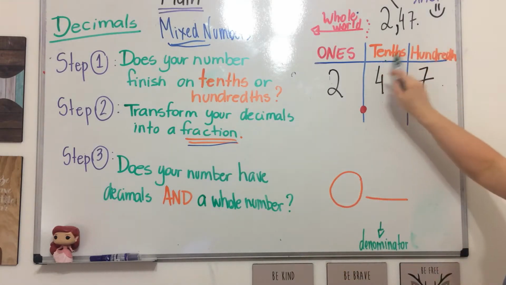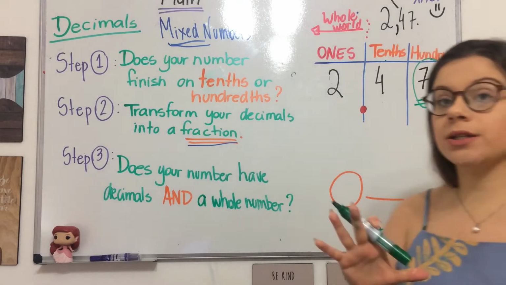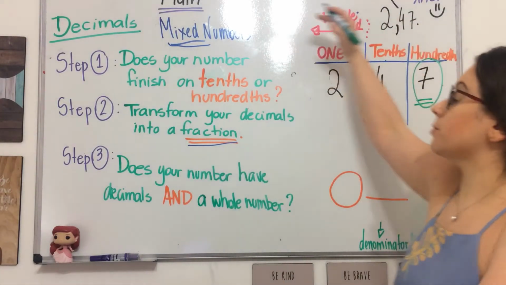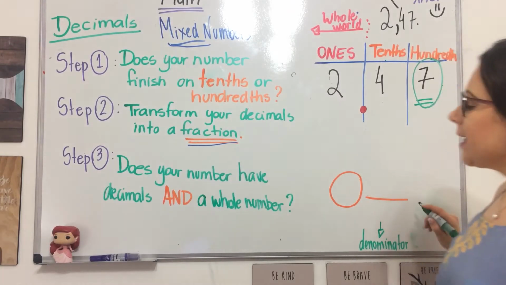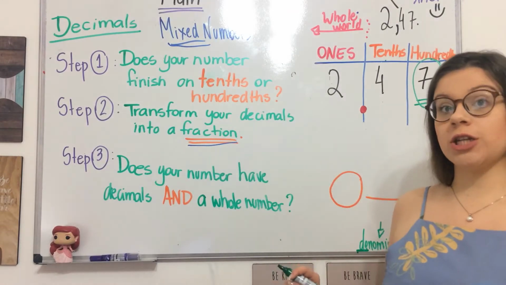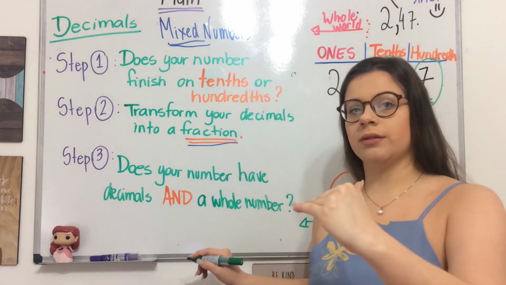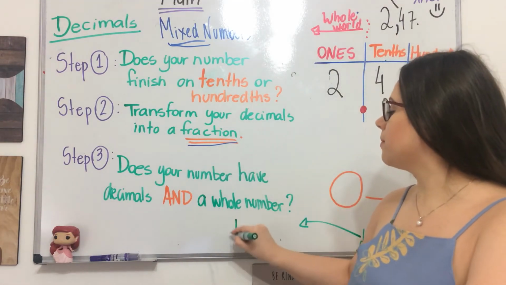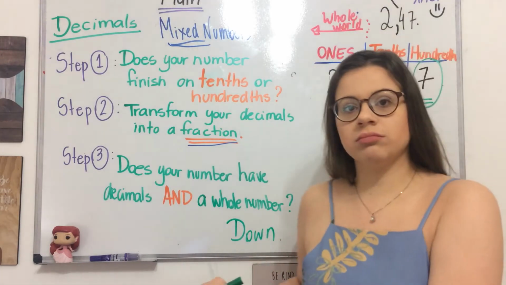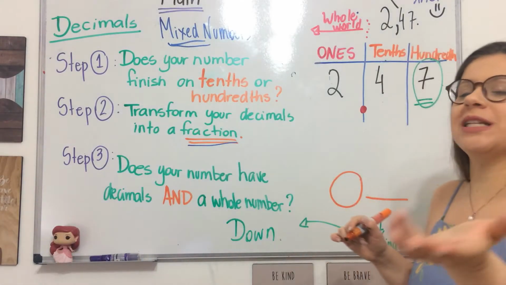So let's answer the question of step 1. Does our number finish on tenths or hundredths? Our number finishes on hundredths. And this is the part where we have to pay attention and be careful. We are going to transform it into a fraction, okay? The denominator of the fraction, we are going to revise fractions in another video, but just for you to know, the denominator is the number that goes under in the fraction. If you need help to remember, denominator starts with D, just like down, okay?